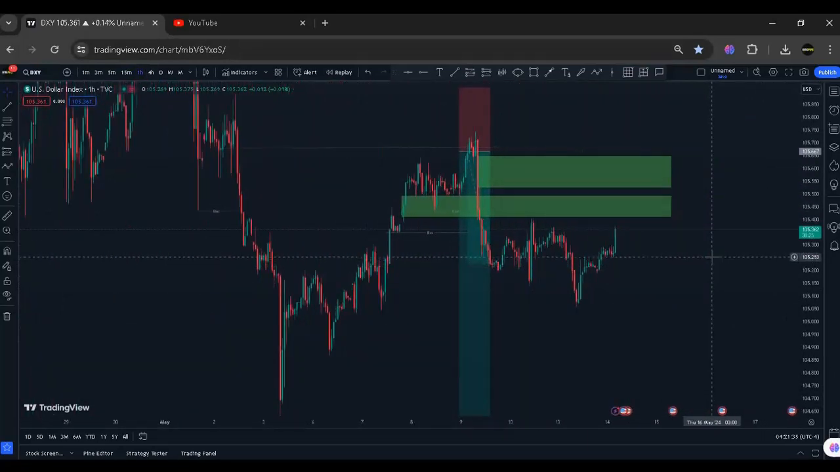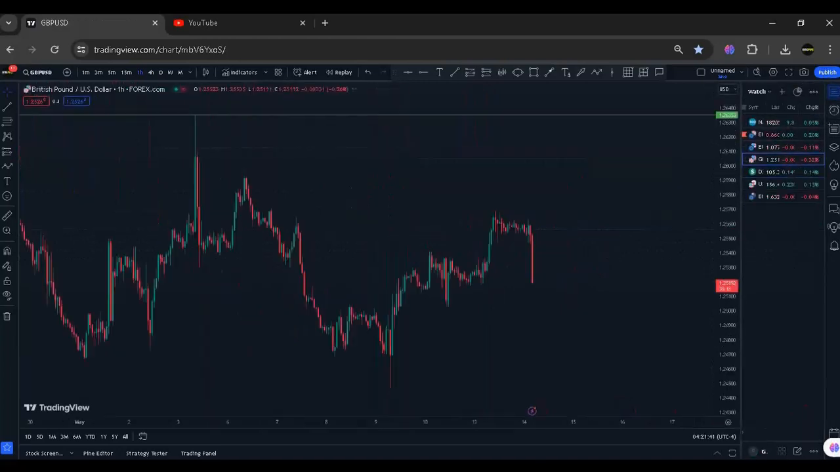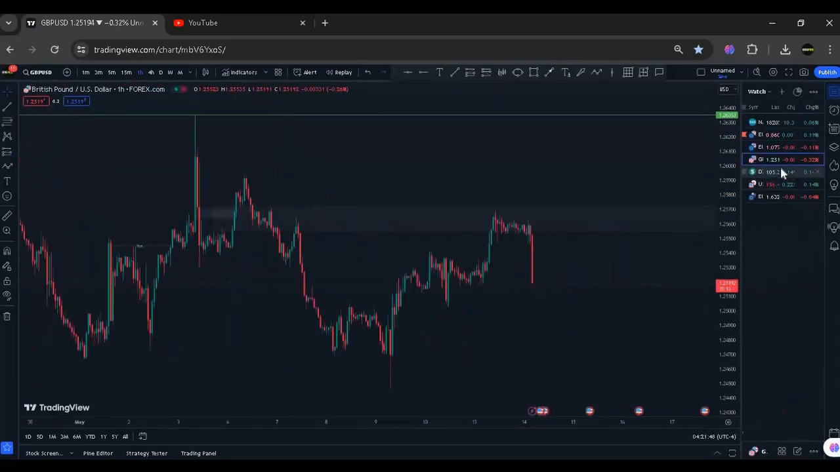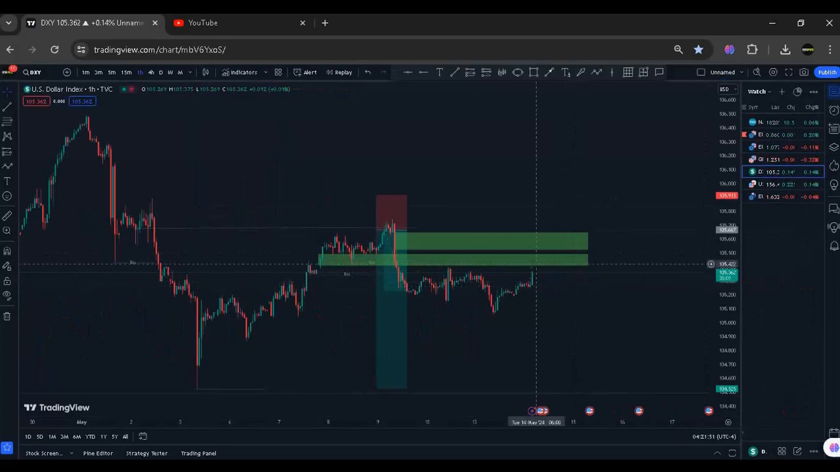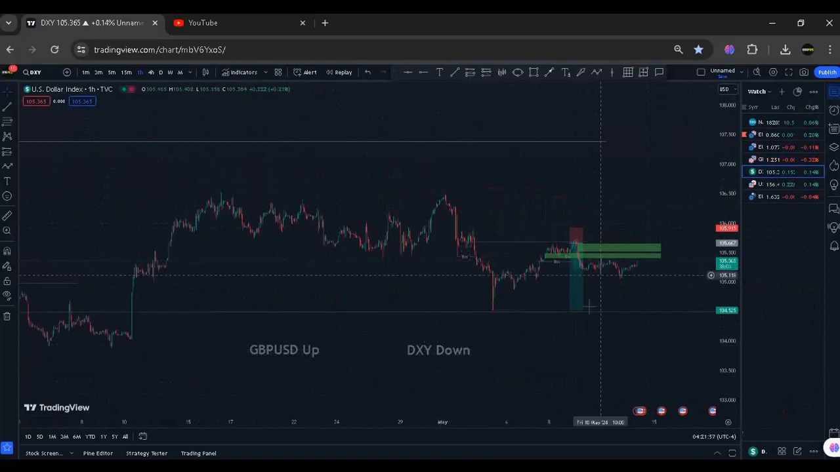So after analyzing that, I go to GBPUSD. Then I know on GBPUSD I'm looking to buy, since on DXY I'm looking to sell in these areas. As I stated here, if DXY is going down, GBPUSD is going up. So on DXY I'm expecting to sell in these areas.